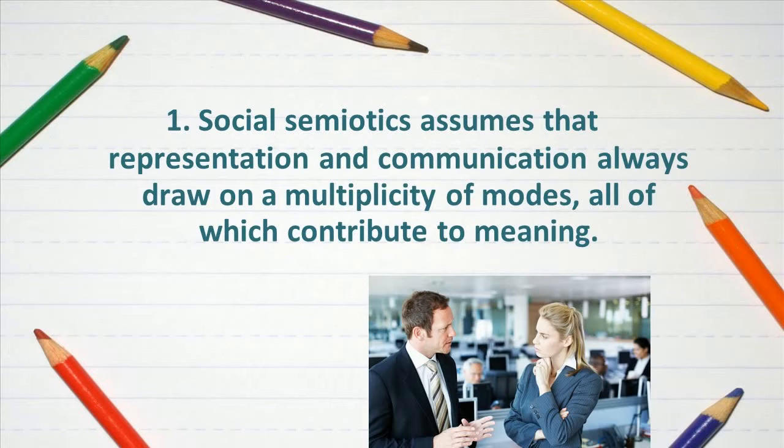First, social semiotics assumes that representation and communication always draw on a multiplicity of modes, all of which contribute to meaning. It focuses on analyzing and describing the full repertoire of meaning-making resources which people use in different contexts: actional, visual, spoken, gestural, written, and others, and on developing means that show how these are organized to make meaning.